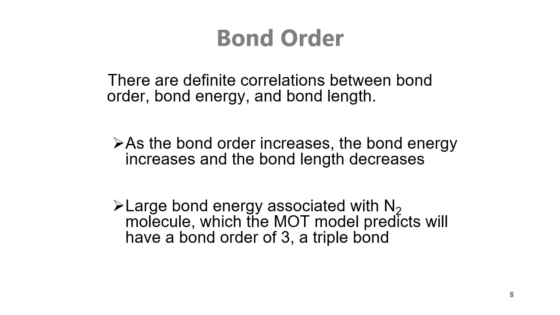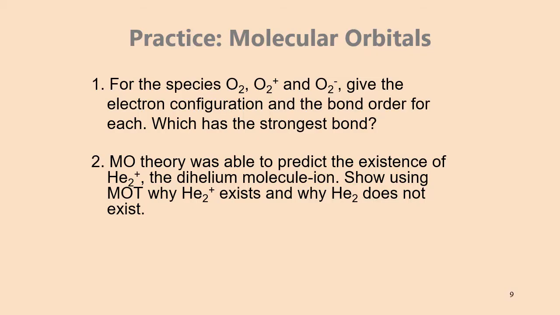We are still on the bond order, and there is a definite correlation between bond order, bond energy, and bond length. As the bond order increases, the bond energy also increases, and the bond length decreases. We have learned this in our previous video about bond length and bond energy. Large bond energy is associated with the N2 molecule, which the MOT model predicts will have a bond order of 3, which is a triple bond. Please do this exercise and discuss the answer with your lecturer.